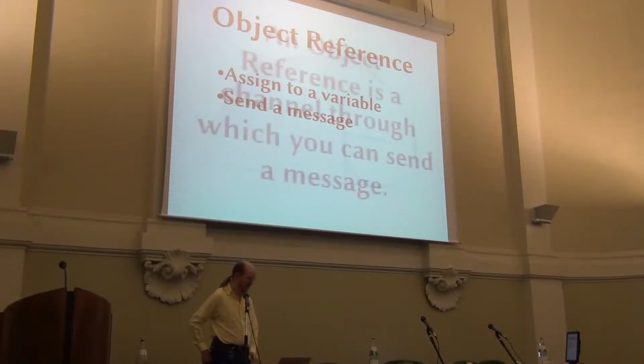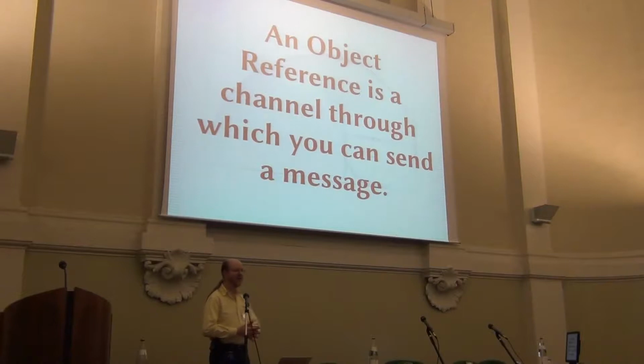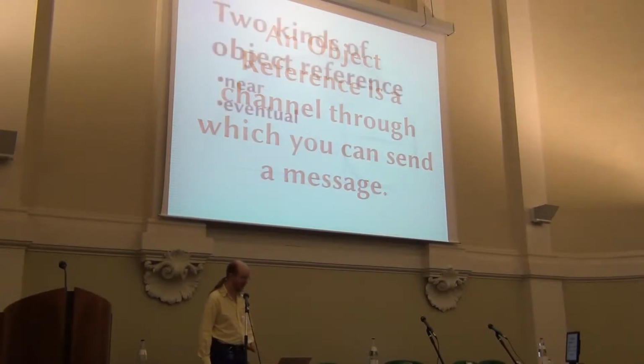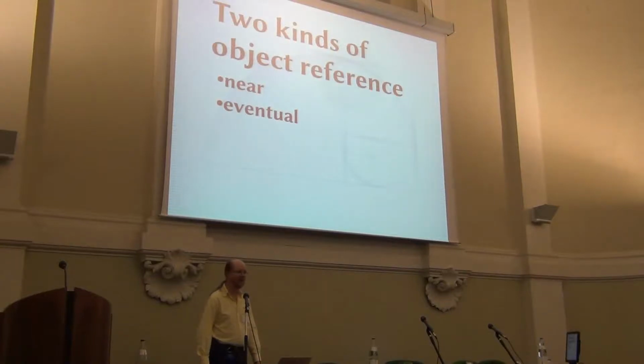So I'm going to define an object reference as a channel through which you can send a message. That is true in Smalltalk, and it's also true in E, especially in E, where things are distributed. Thinking of an object reference as a channel through which you can send messages is a helpful way to think of it. So back to our two kinds of object reference in E. There's the near reference. This is the one that we're used to in Smalltalk. It's only good within the single vat. And then there's the eventual object reference. This object reference type can refer to an object in any vat, anywhere in the world that your entire system knows about.